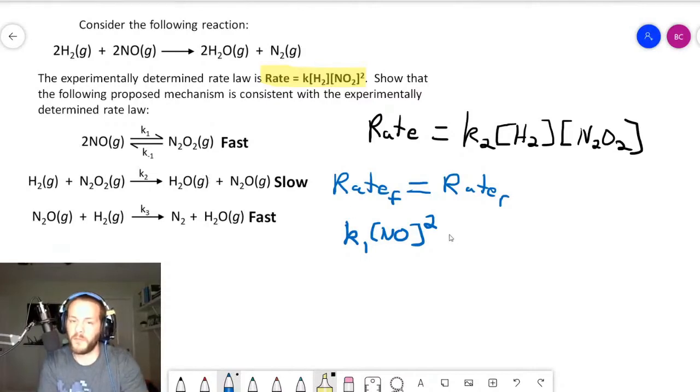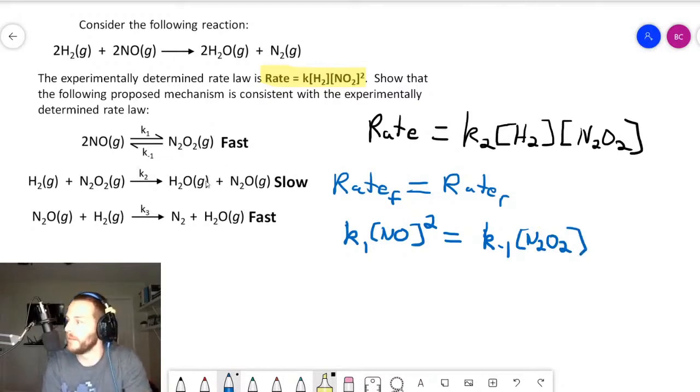So that's the rate of the forward reaction, and that must be equal to the rate of the reverse reaction, which is going to be k minus 1 times the concentration of N2O2. And that doesn't have anything squared because that's a unimolecular process with just one molecule in it. Sorry, I'm going to backtrack just a little bit here. So the rate of the forward reaction is equal to the rate of the reverse reaction. So these are the expressions for the rate laws of those reactions.